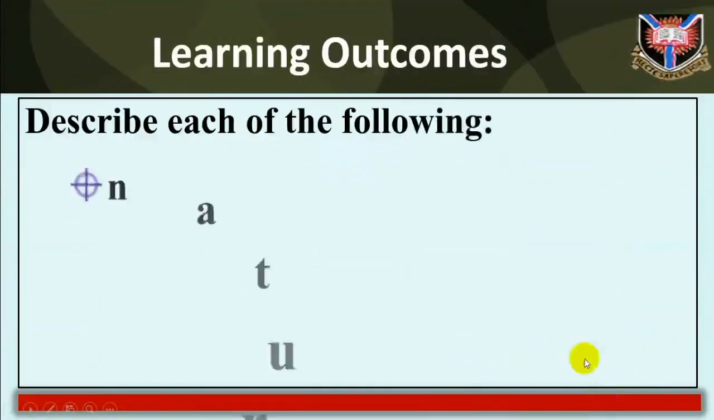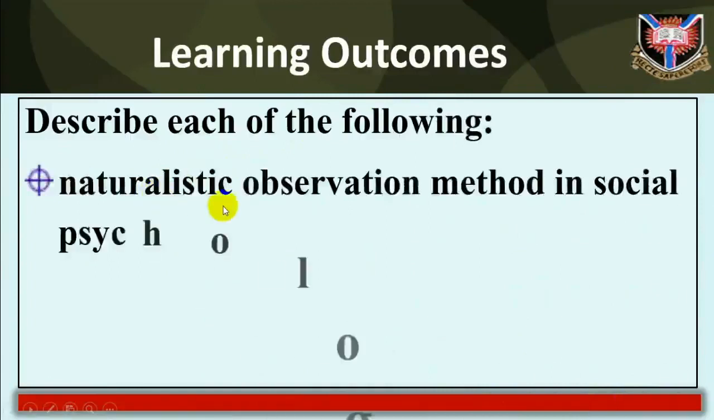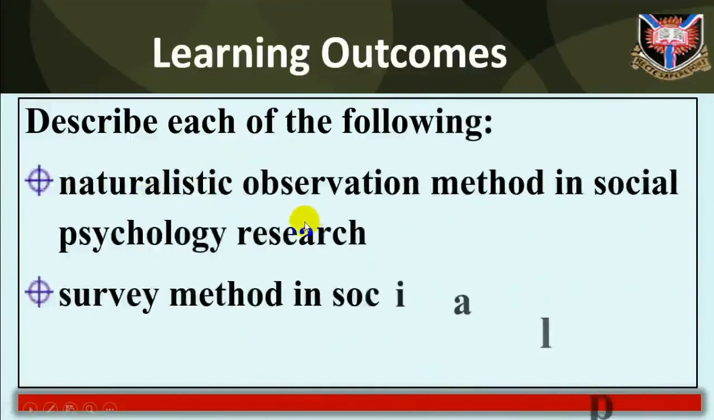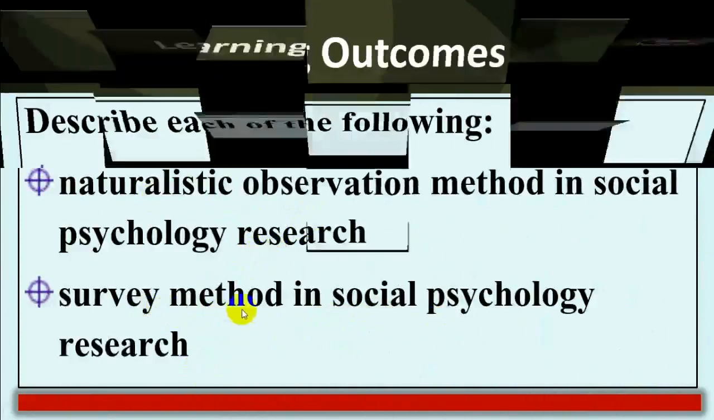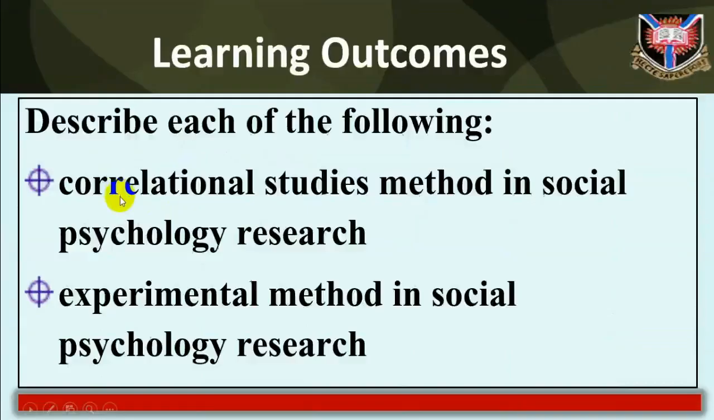At the end of this study session, you should be able to utilize naturalistic observation method in social psychology research, utilize survey method in social psychology research, utilize correlational studies method in social psychology research, and utilize experimental method in social psychology research.